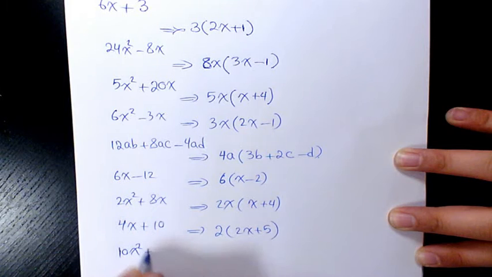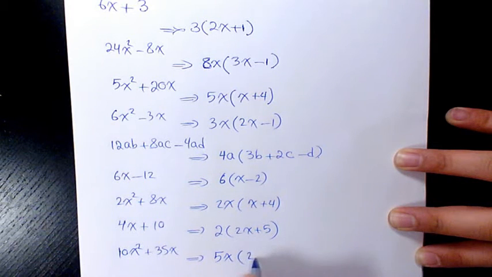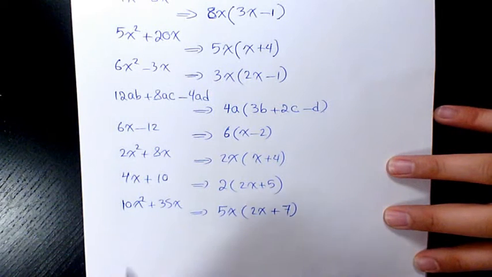Next is 10x squared plus 35x. Basically, you can factor 5 and x. 10x squared divided by 5x is going to be 2x. 35x divided by 5x is going to be 7. So it's going to be 5x times 2x plus 7.